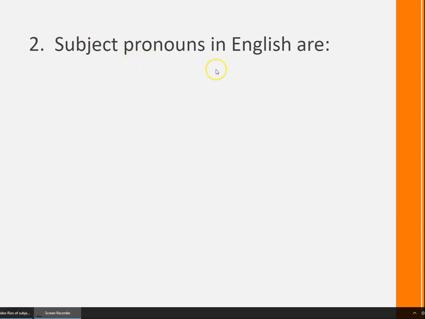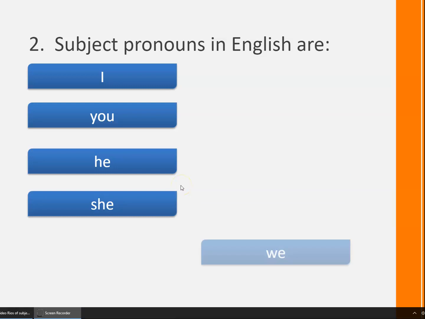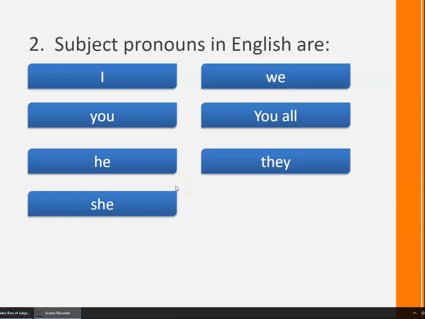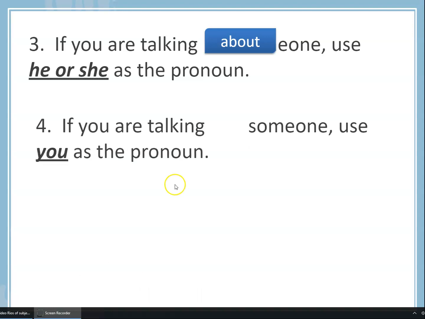Subject pronouns in English are I, you, he, she, we, you all, and they. And these are the ones that we're going to be concentrating on today. If you're talking about someone, use he or she as the pronoun. So if you don't want to say their name, you would say he is doing this or she is doing that. If you're talking to someone, use you as the pronoun.